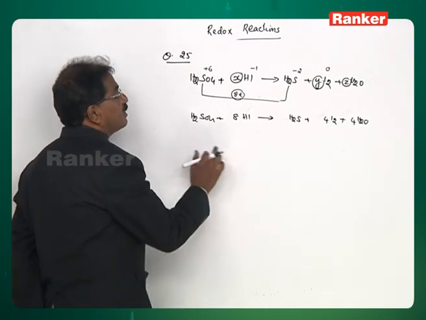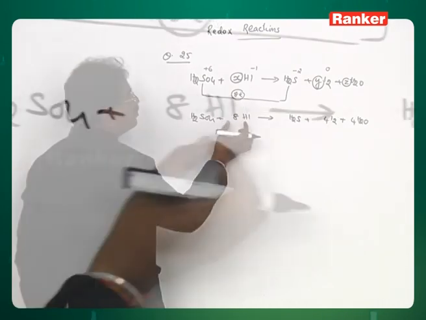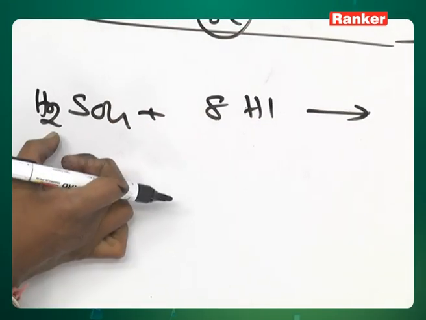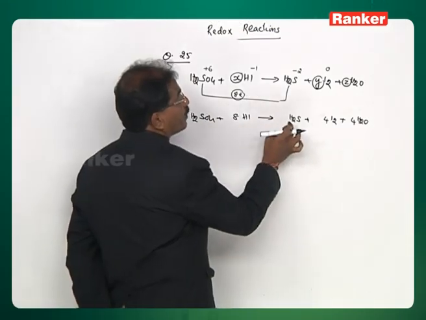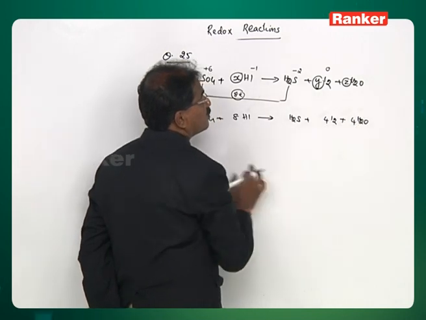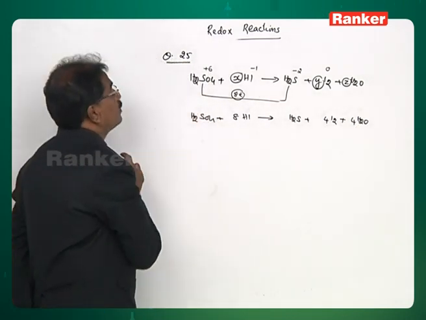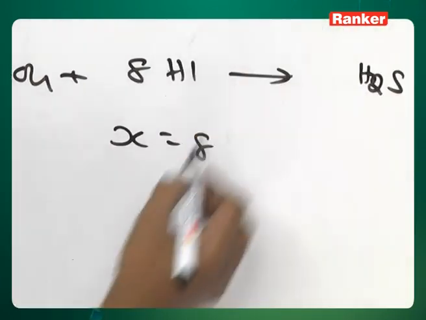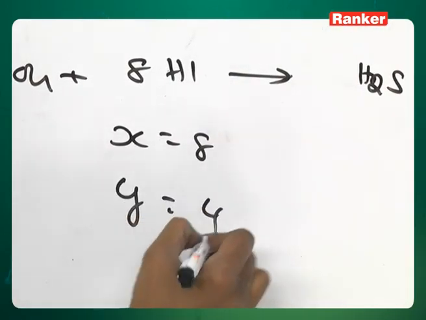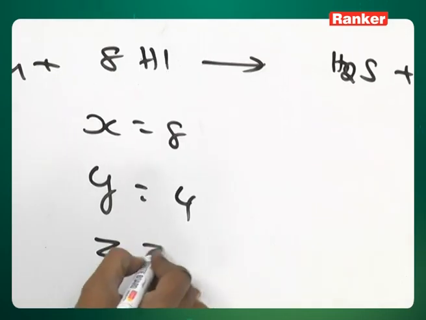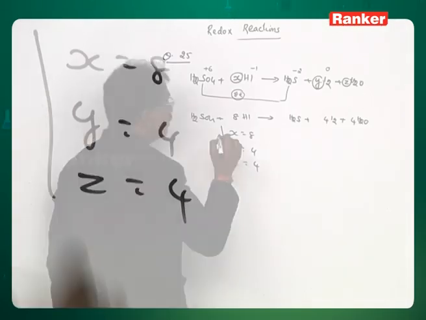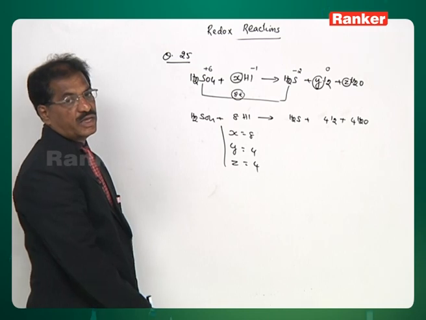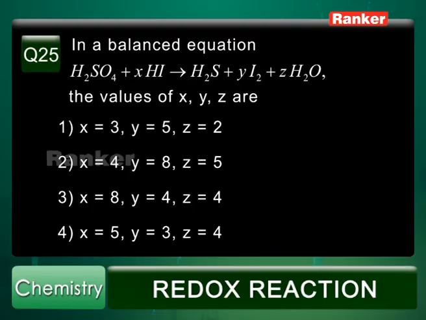Next balance the hydrogen atoms. Here you count the hydrogen atoms. 8 hydrogens plus 2, 10. Here 2 plus 8, 10. So hydrogens are already balanced. Therefore here X is equal to 8. Next here Y is equal to 4. Next Z is equal to 4. So therefore identify the option where 8, 4, 4 are shown. Answer is 3.